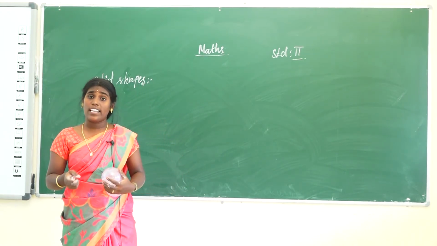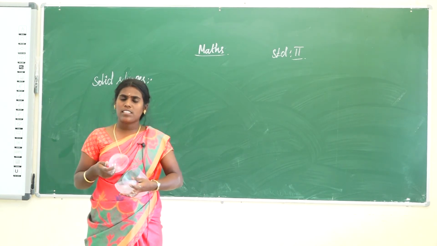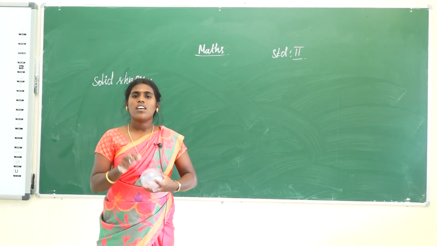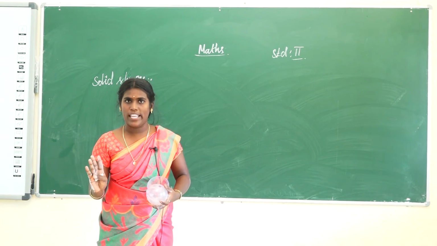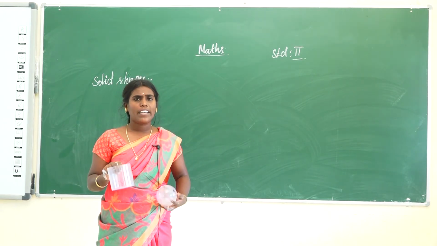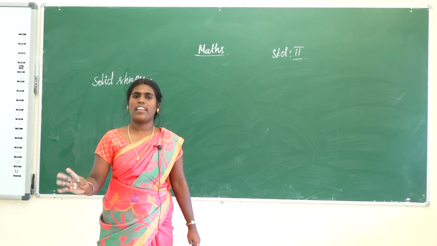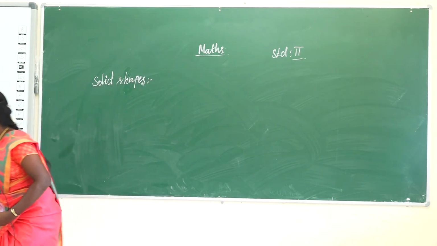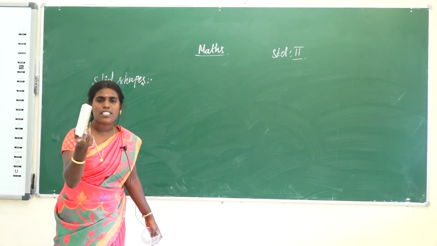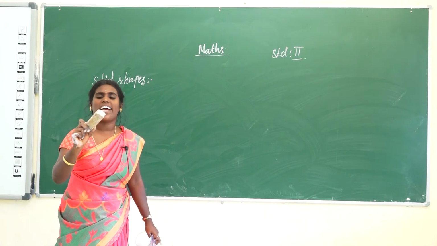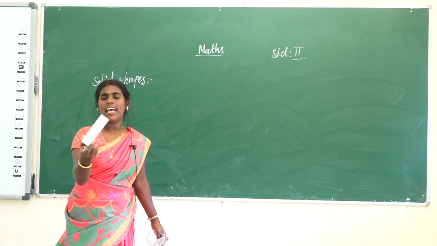Then next one is cuboid. Is there a curved face on a cuboid? No. So cuboid only slides, it does not roll. Some examples: gift box. Does a gift box roll? No, it only slides. Then the next one is duster, an example of a cuboid. Is there any curved face? No, it only slides. You don't roll the duster.